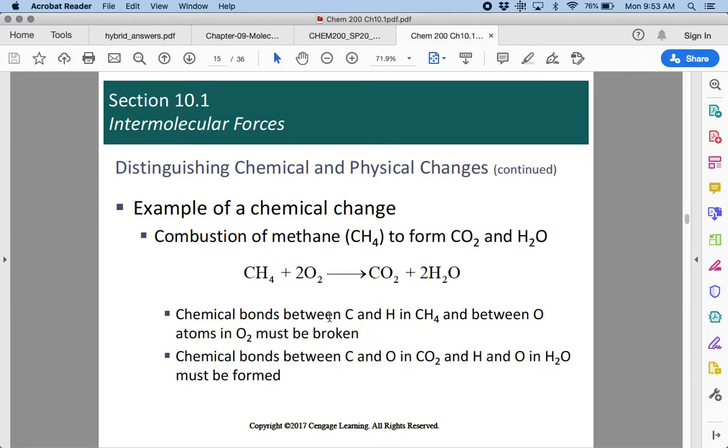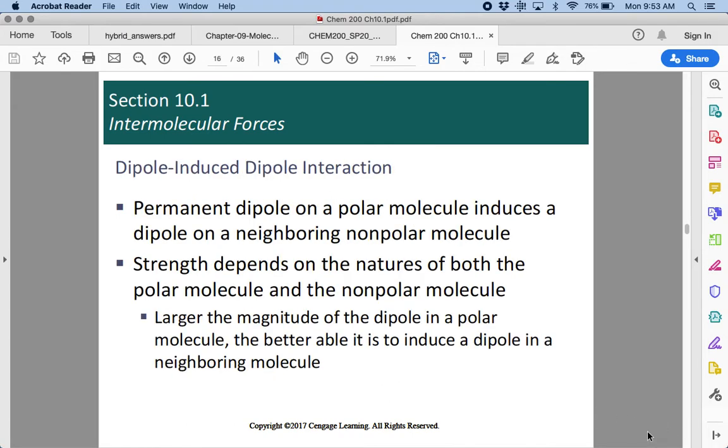So let's go through and distinguish the difference again between a chemical and a physical change. An example of a chemical change, right? Combustion would be a good example of this. These are reactants, these are products. The reactants don't look like the products. So we change the composition of the materials. This would be a chemical change.